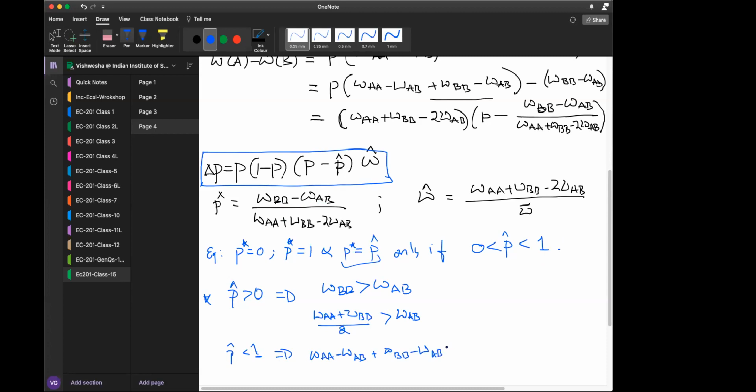So let's look at the denominator here. We want this to be greater than omega BB minus omega AB, under this set of scenarios. But just note that this entire thing and this entire thing can cancel out. So P hat less than 1 requires the following condition: omega AA must be greater than omega AB. Is that fine?